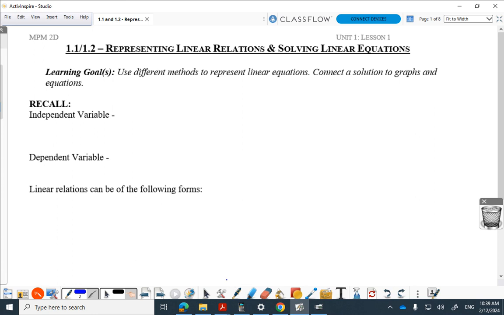Use different methods to represent linear equations. Don't let that scare you. Lots of times learning goals in math are weird because at the start of the lesson, they should almost be at the end of the lesson. At the start of the lesson, I don't know what you're going to talk about, but that's what our goal is. At some point during the lesson today, we want to see different methods to represent linear equations and connect a solution to graphs and equations. Completely mysterious at the start. That's what I'm up to today.